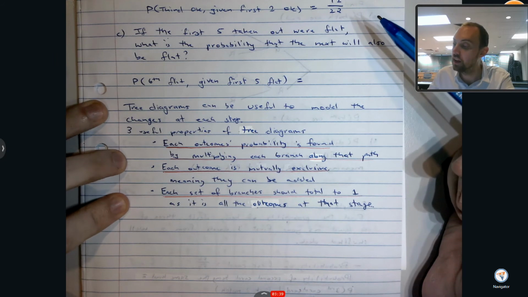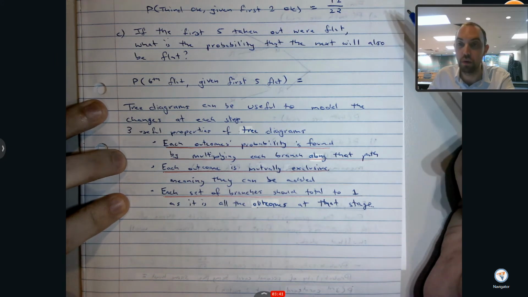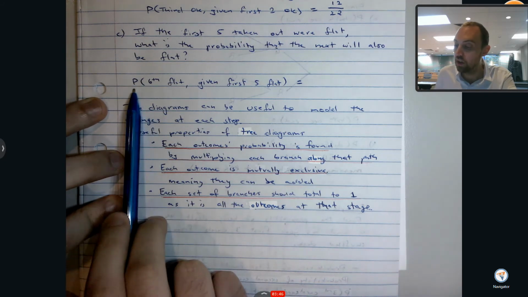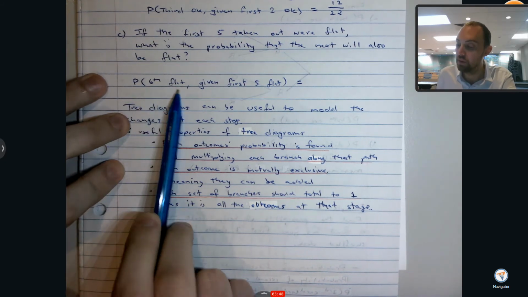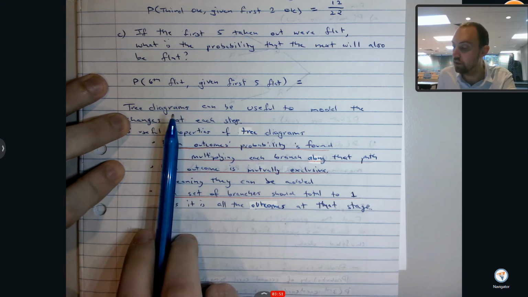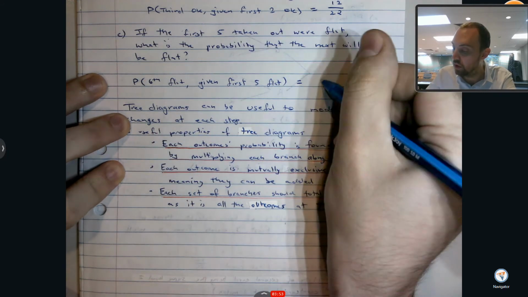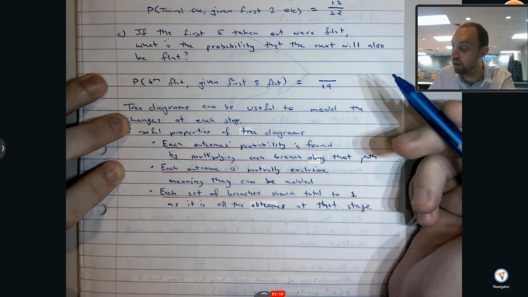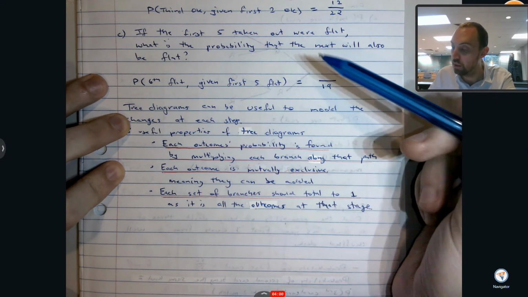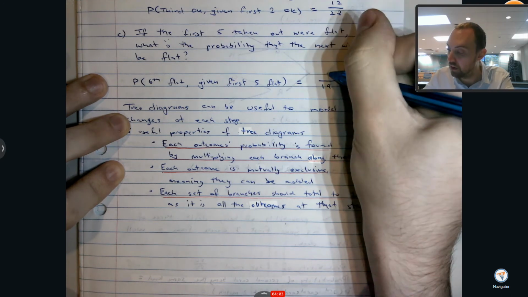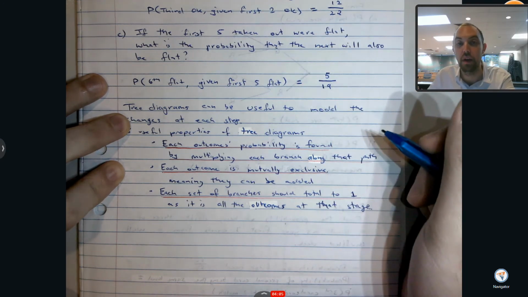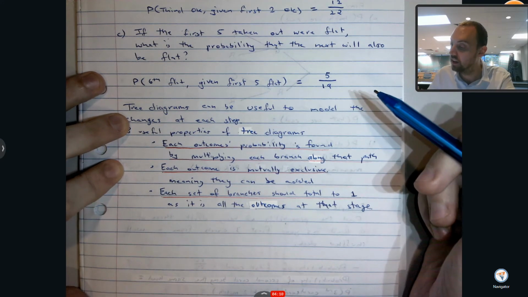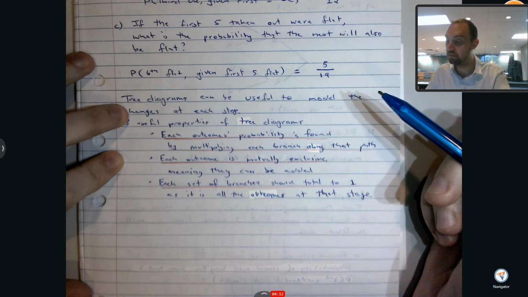If the first 5 taken out were flat, what is the probability that the next one will also be flat? So, looking at the probability of the 6th one being flat, given the first 5 are flat. Well, we've taken out 5, so there's 19 batteries left in the box, and there were 10. If we've taken out 5, there's 5 flat batteries left. This guy's got some bad luck to get 5 flat all in a row. Okay.